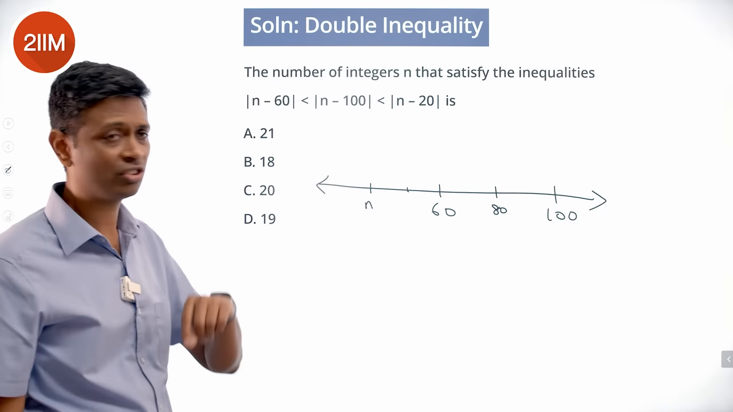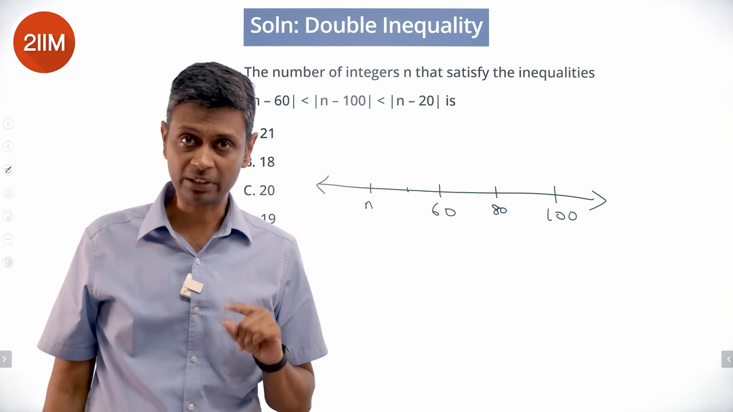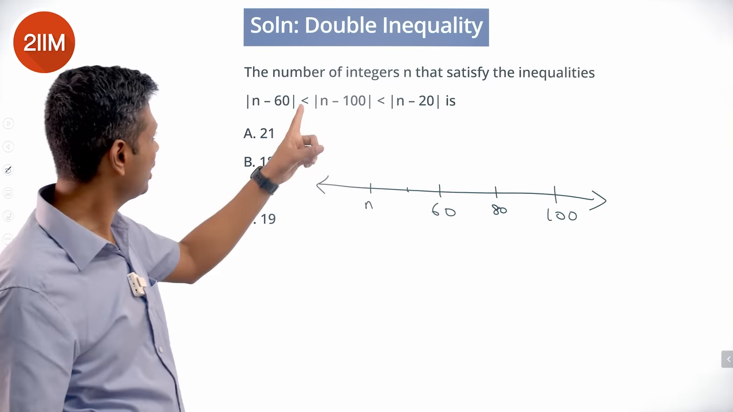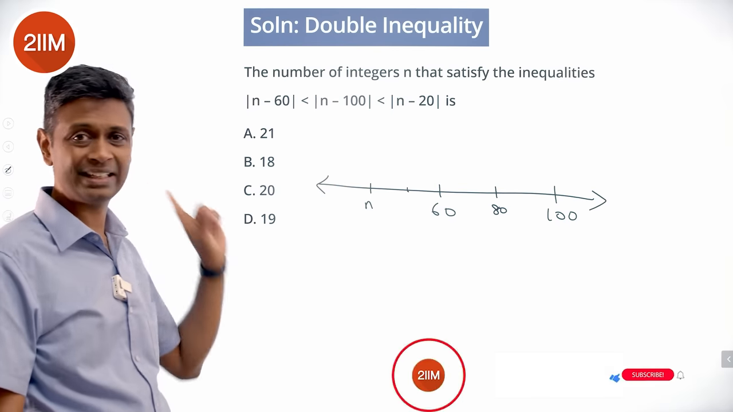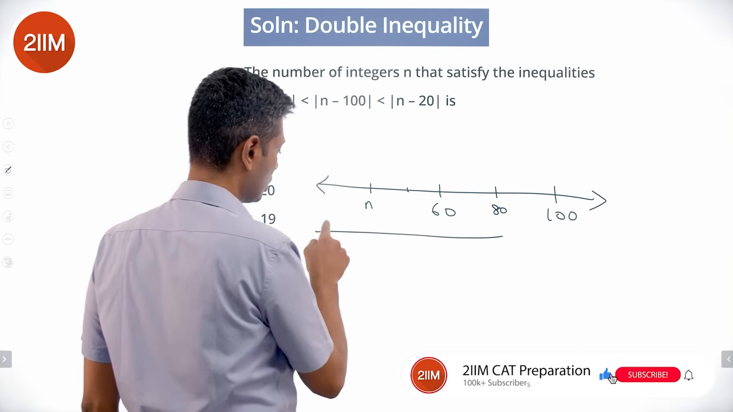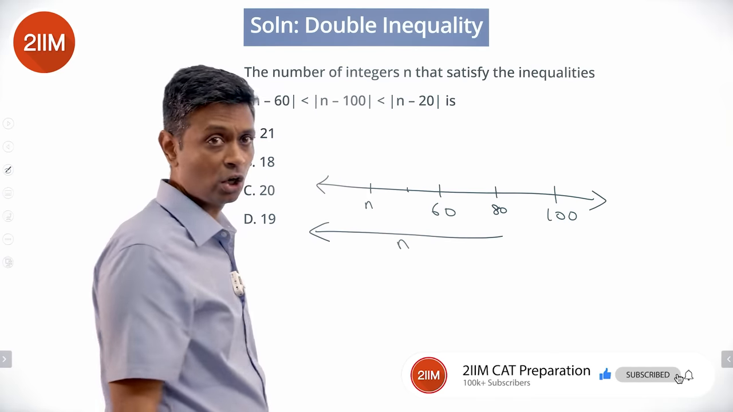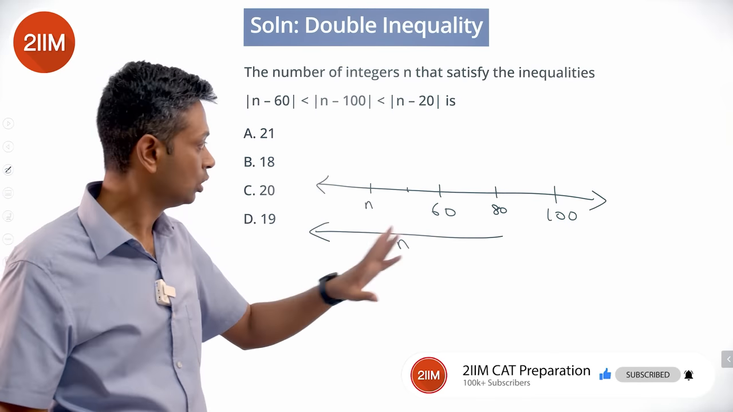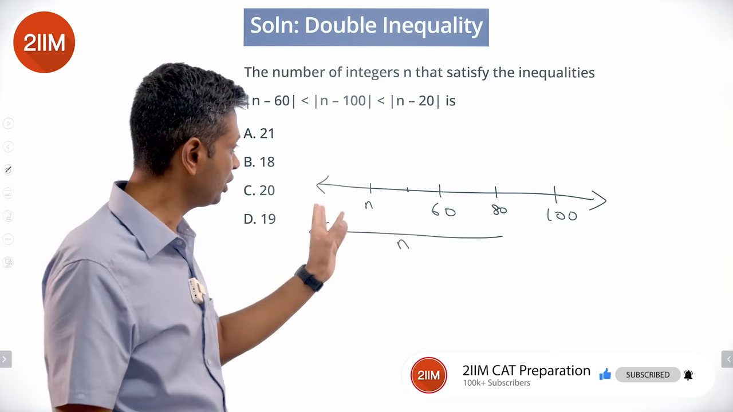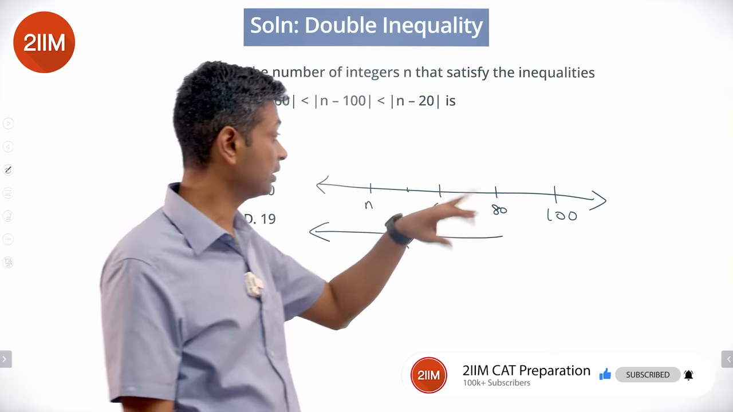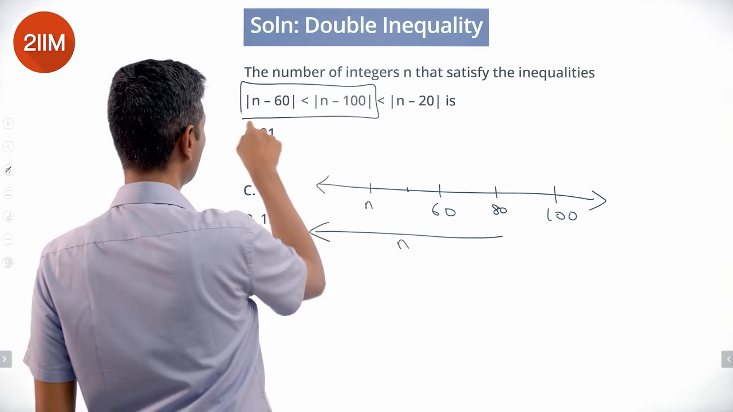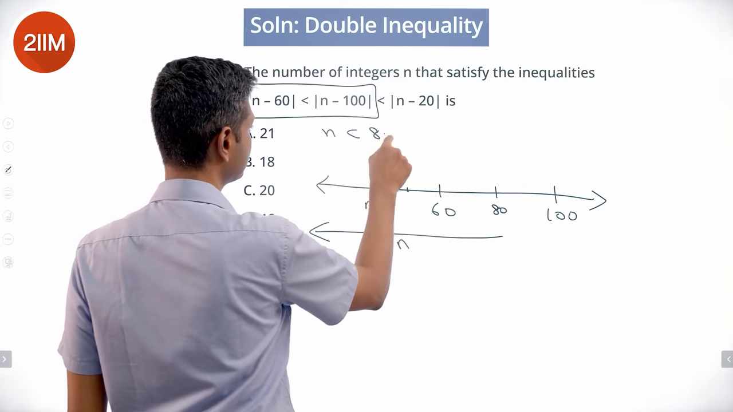Modulus of 80 minus 60 is equal to modulus of 80 minus 100. So where will it work? Where will it hold good? It will hold good when n is less than 80. N can be anywhere here. Modulus of n minus 60 is less than modulus of n minus 100. Because 40 minus 60 modulus is 20, and 40 minus 100 modulus is 60. This tells us n is less than 80.